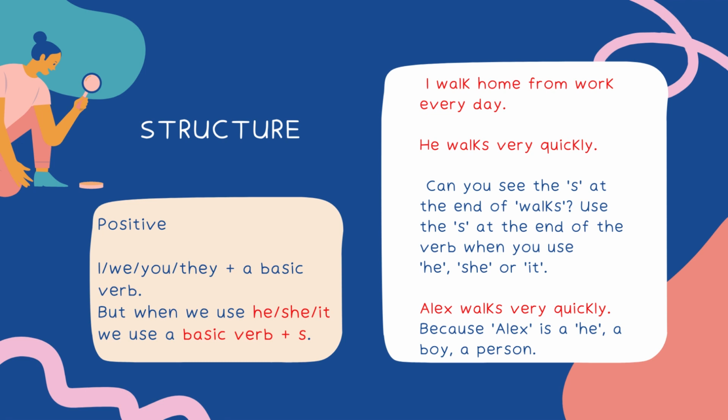Notice the difference. I walk home from work every day. He walks very quickly. Can you see the s at the end of walks? Use the s at the end of the verb when you use he, she or it. When you use a name as well, for example Alex, use the s at the end of the verb. Alex walks very quickly. Because Alex is a he, a boy, a person. So it's just the same as he.